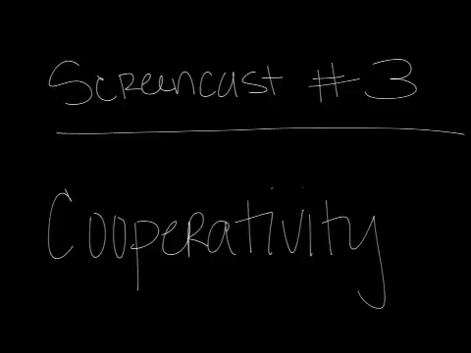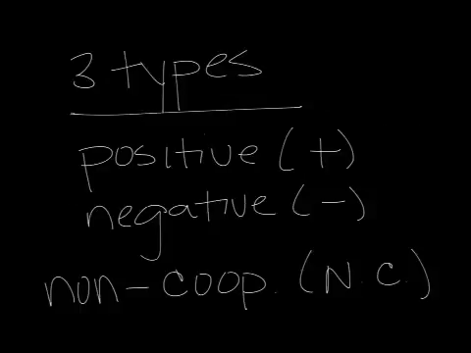Now, when looking at this, there's a couple of things that play a role. One of the big things is going to be our type of cooperativity. In this, we have 3 different types. We have positive, negative, and non-cooperative. We're going to focus on 2 key ones in this presentation, which are going to be our positive and non-cooperative. Now, there's a couple of factors that play a role when we look at these.